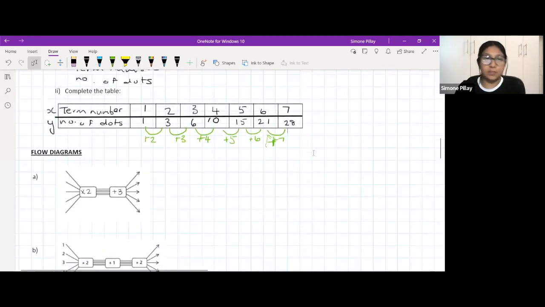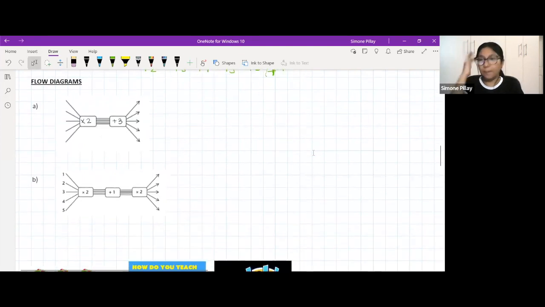Let us move on. Okay, the next type of representation of a relationship we're going to look at is a flow diagram. We've all done flow diagrams. If you don't love flow diagrams, I think something might be wrong, because I'm sure we've been doing flow diagrams from grade 1. So this should be easy peasy for you guys by now.